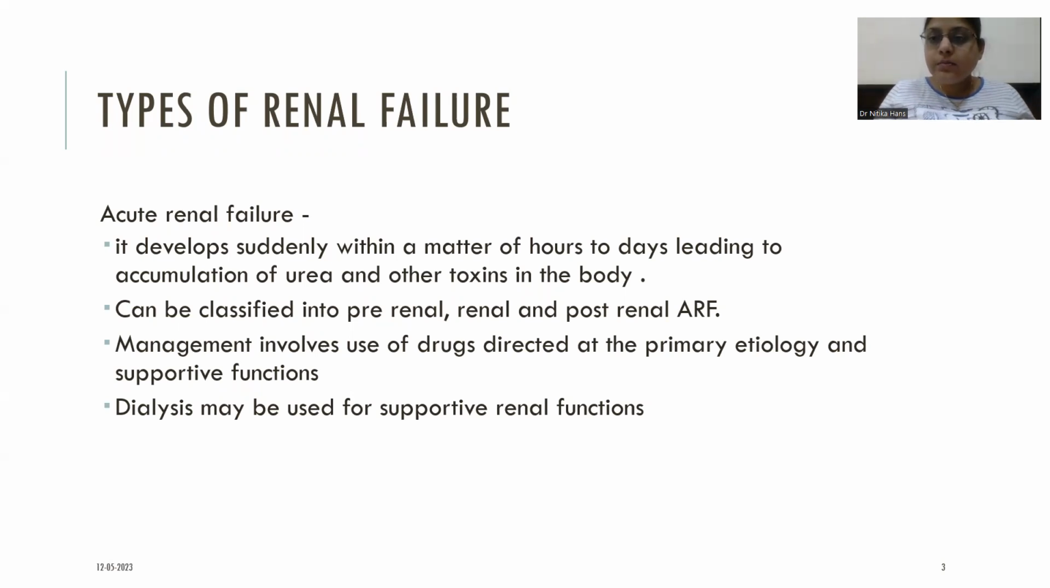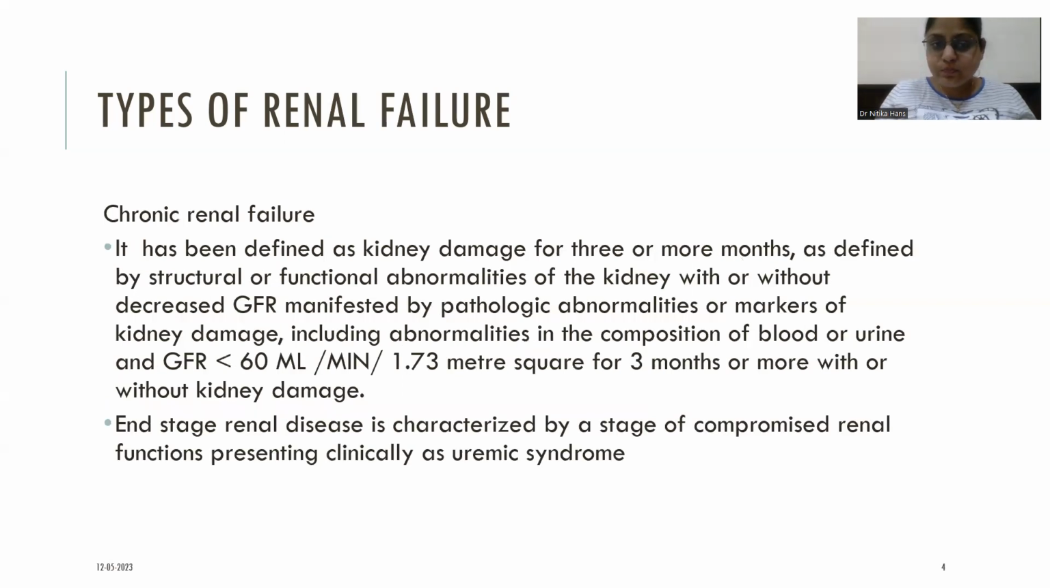Pre-renal is when there is decreased blood flow to the kidney. Renal is when there is disease of the kidney like pyelonephritis or glomerulonephritis. Post-renal is when there is obstruction to the urine flow from the kidney. That can lead to acute renal failure. Management can be by drugs which affect the primary etiology, or supportive functions like dialysis, which is used for supporting renal function, and any drugs to treat the cause of the etiology.